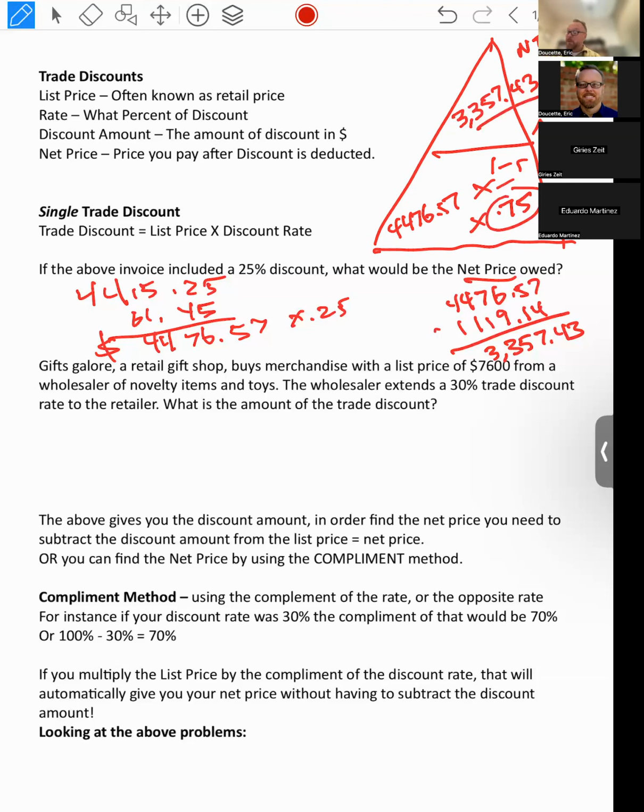So this would be the net price formula. It would be 1 minus the rate instead of just the rate. We'll come back to that when we get to this a little bit later. So that's how you figure out a single trade discount.